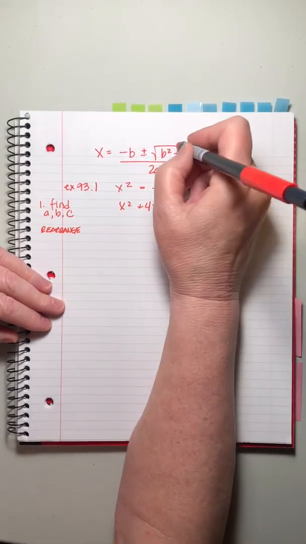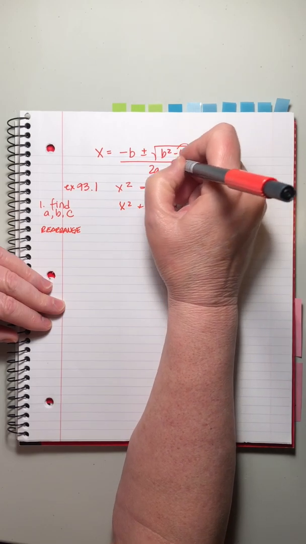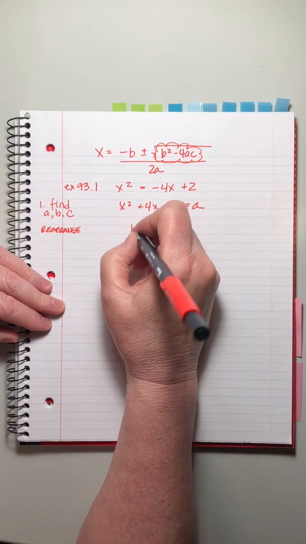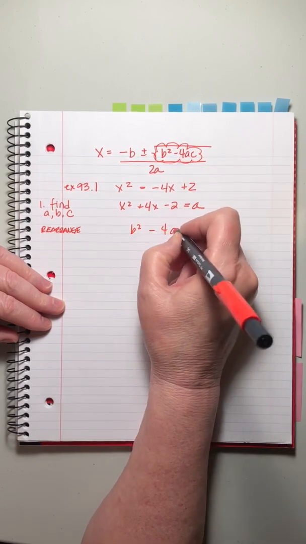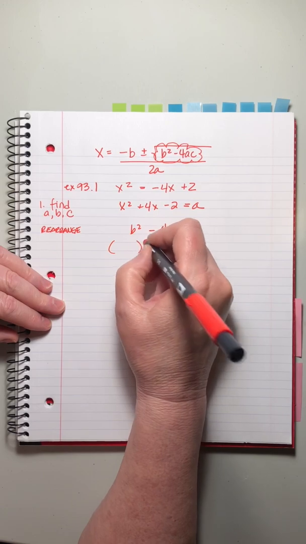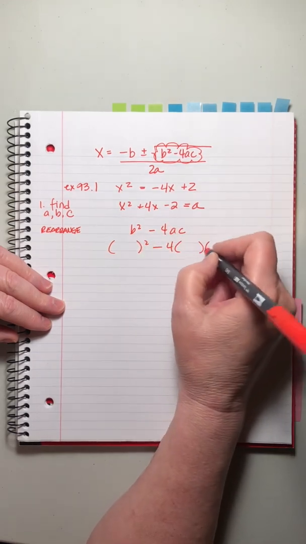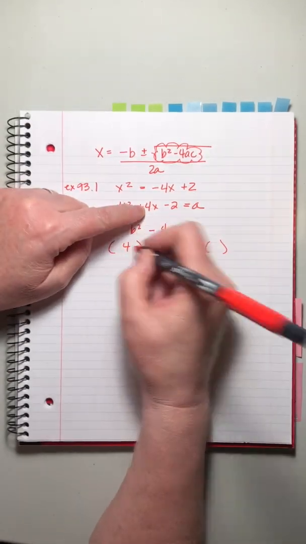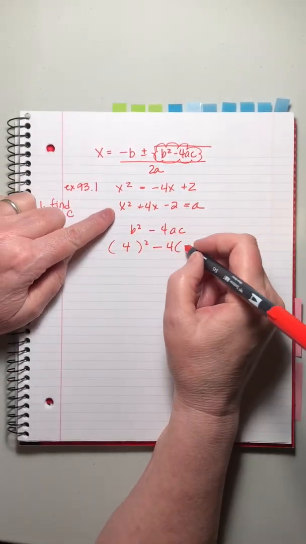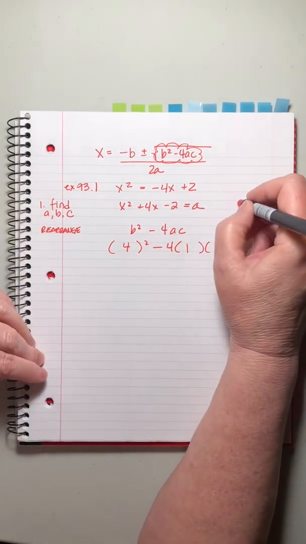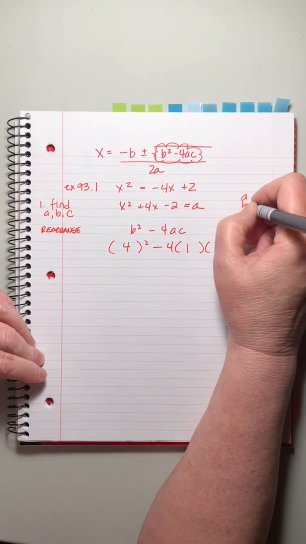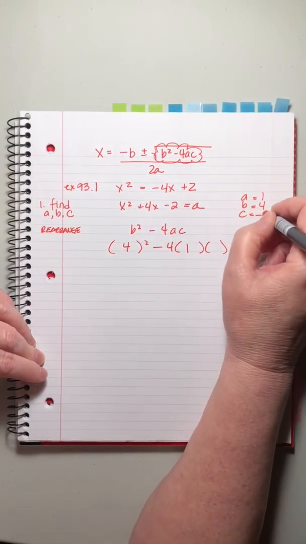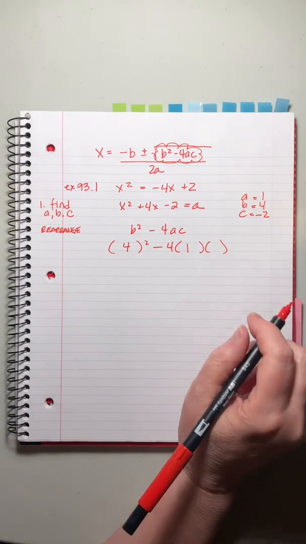Now, the discriminant is this part, and we don't need the radical sign. We just need the letters. So it's b squared minus 4 times a times c. So in our case, buckets are the way to go. B is 4. A is 1. I guess it would be good to write this down. A is 1, B is 4, C is minus 2. We do need C. I think I said we didn't need it, but I lied.